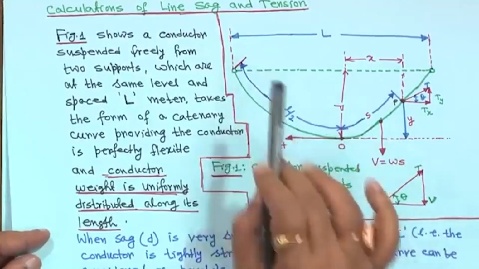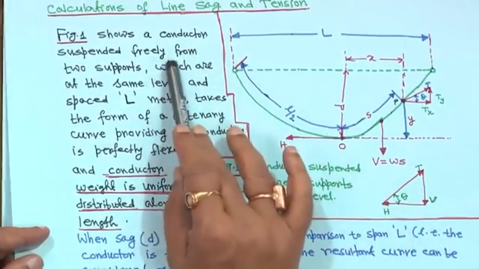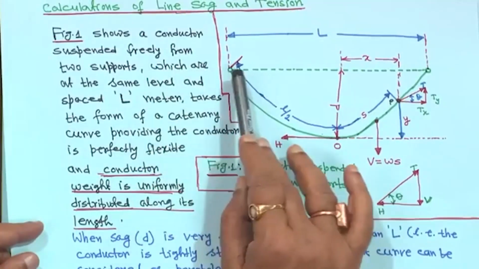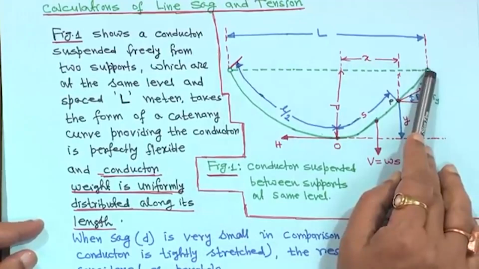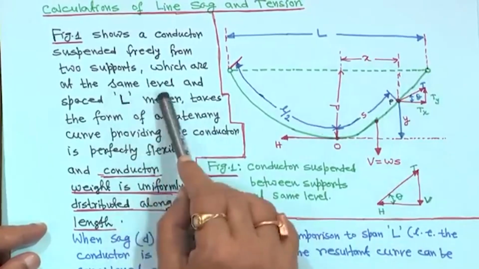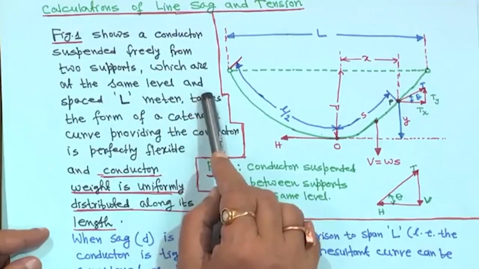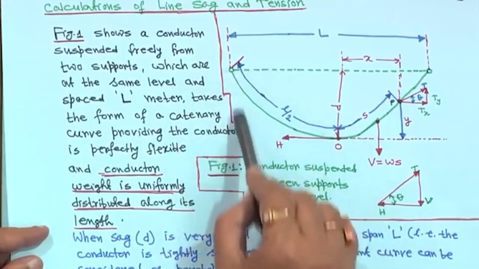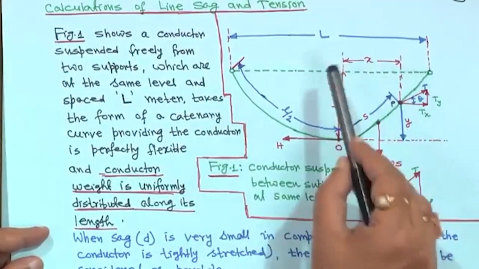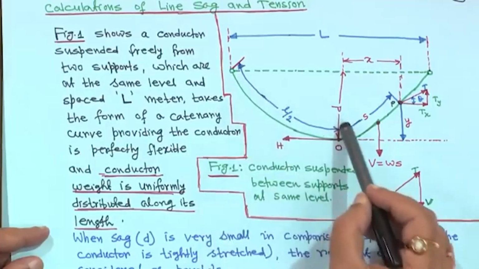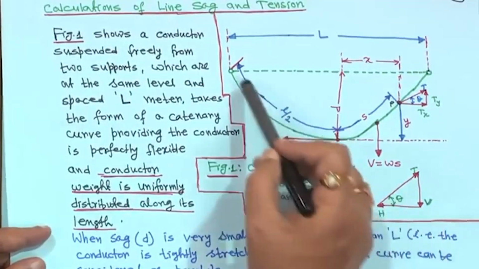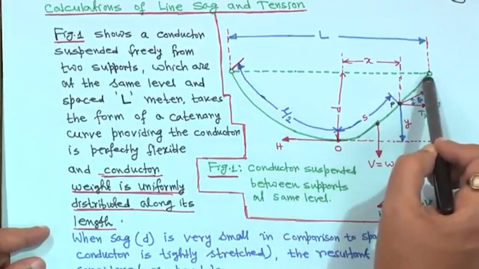So, this is the first thing. Figure 1 shows a conductor suspended freely from two supports. This is one support, this is another support, the tower side, which are at the same level, that is, the same height. If sag and tension happen in the conductor, it basically takes a catenary shape.